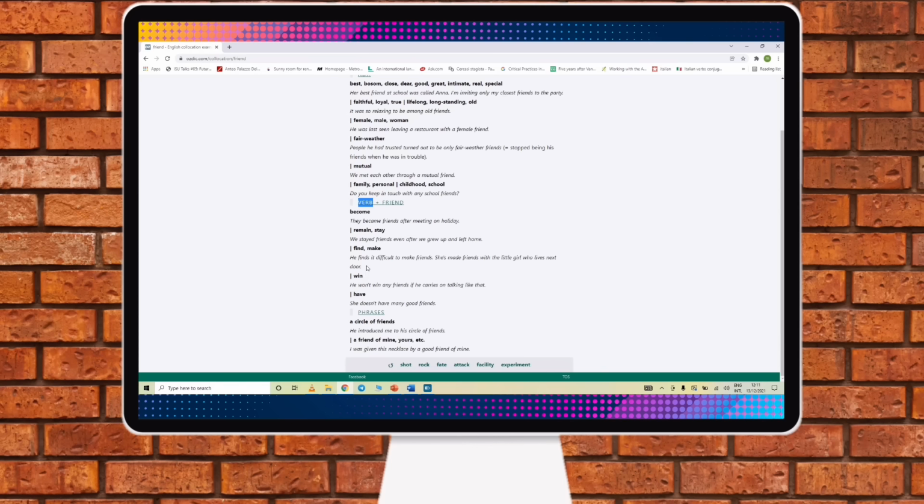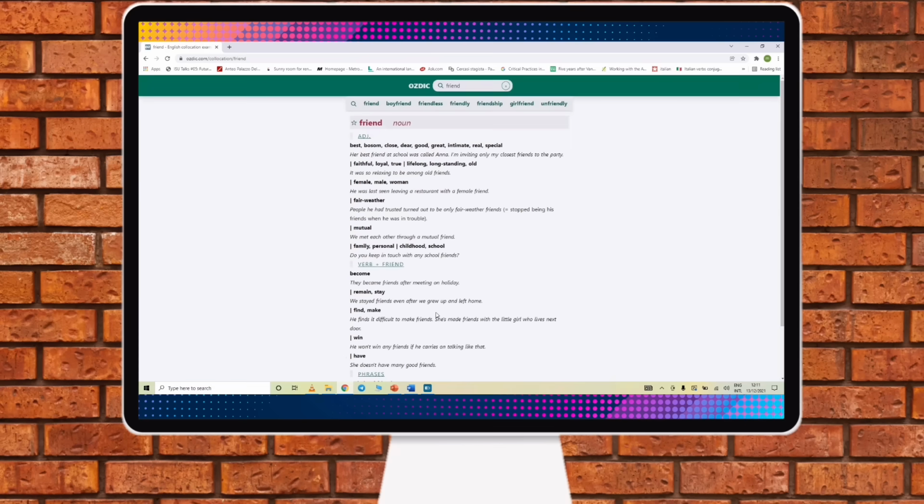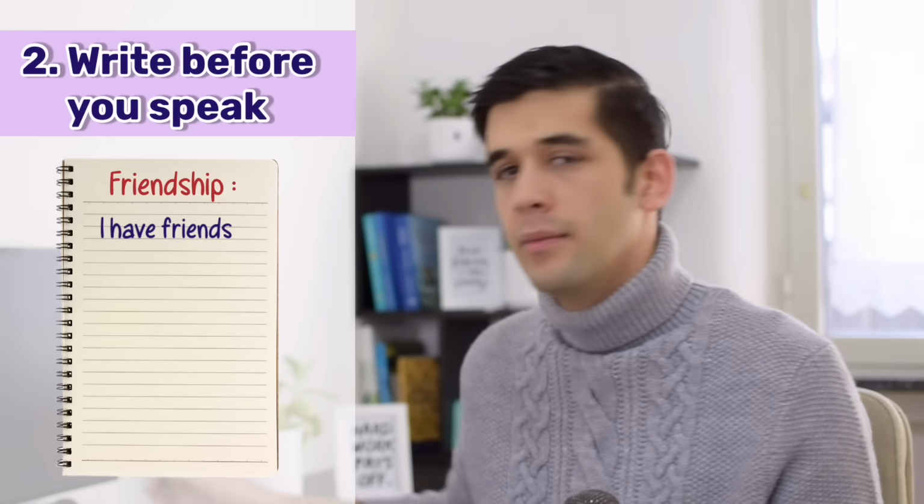And there are some phrases that you can use. For example, a circle of friends. He introduced me to his circle of friends, right? Or a friend of mine, instead of saying one of my friends, you can say a friend of mine, or one of your friends, a friend of yours, a friend of his. I was given this necklace by a good friend of mine. It's a very useful website.